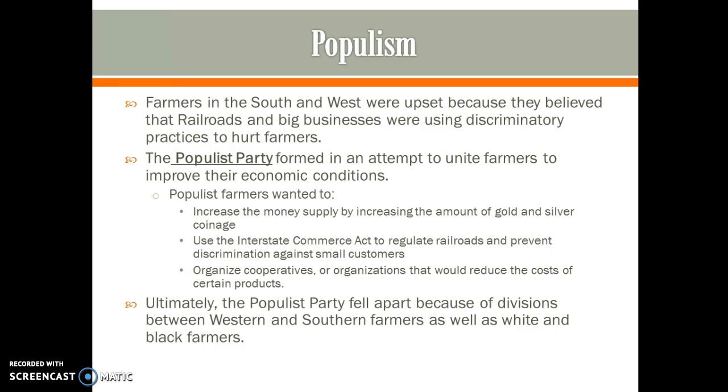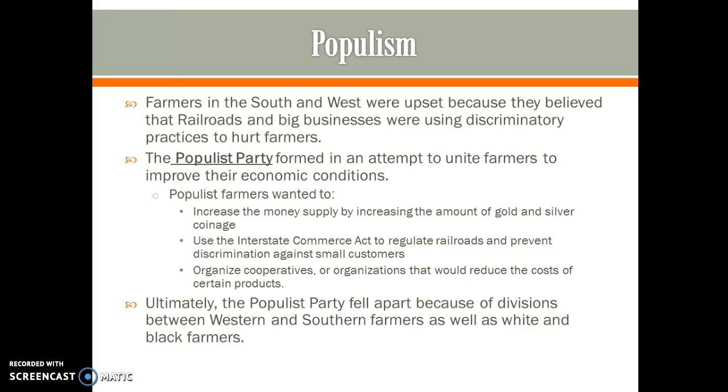They also wanted to use the Interstate Commerce Act to regulate railroads and prevent discrimination against the smaller customers, such as the farmers. Many of these railroad companies were giving out vouchers to big businesses to allow them to use the railroad for cheaper than the farmers, and the farmers really are the ones who needed the railroad to be cheaper for them.